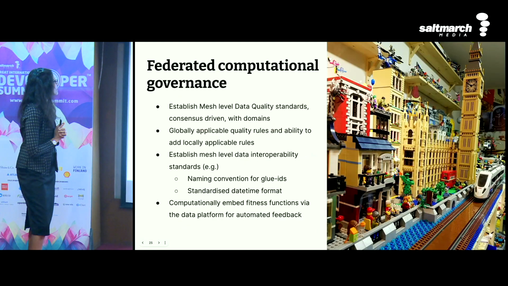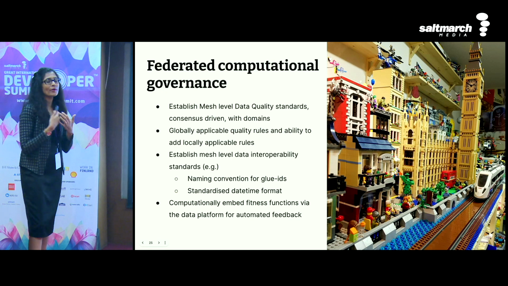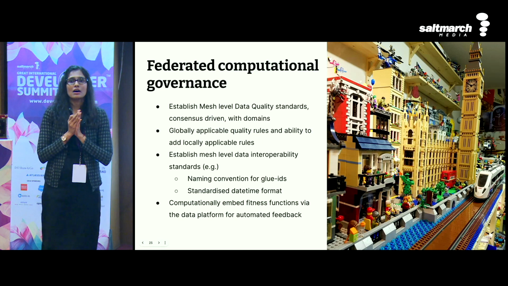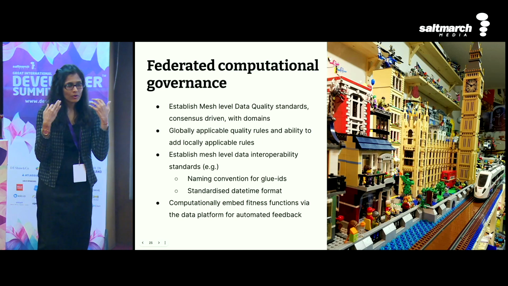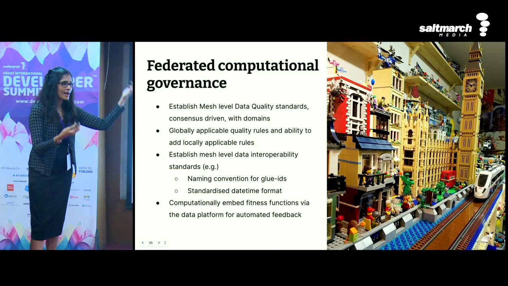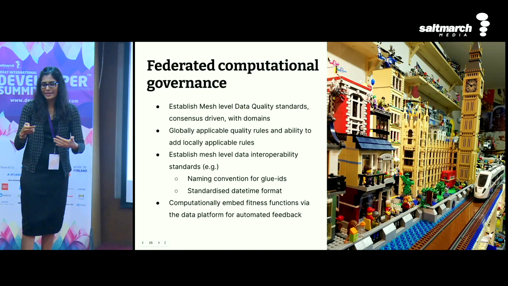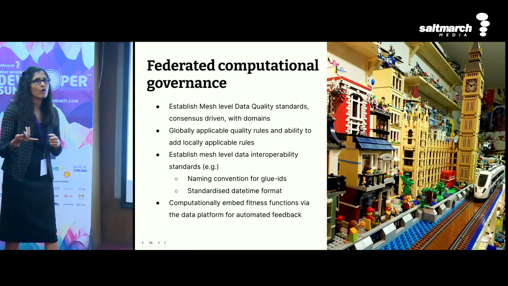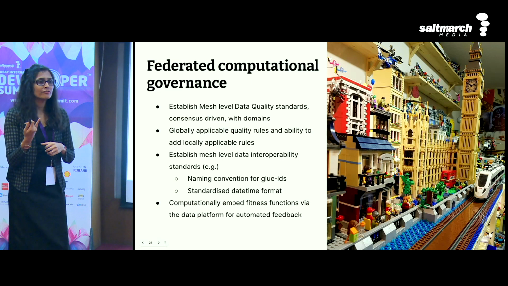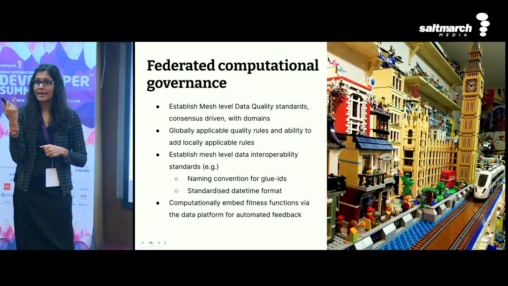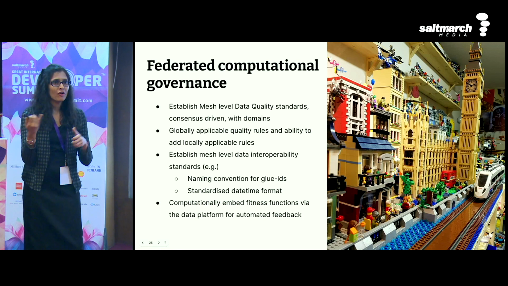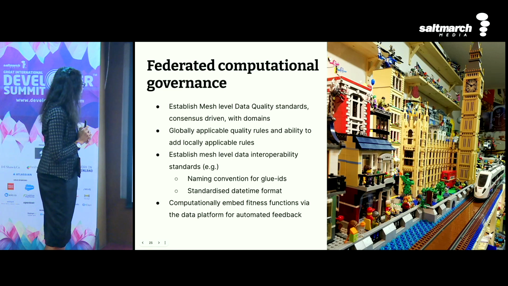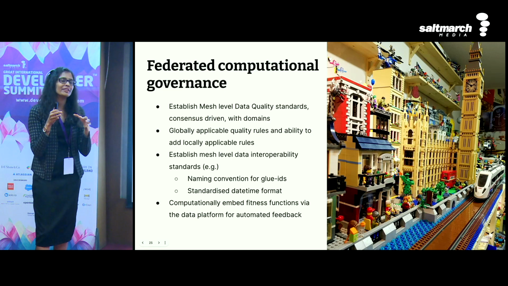And the last one is federated computational governance. How can I establish mesh-level data quality standards? How can I establish mesh-level data classification standards? How do I classify PII data, whether it's highly sensitive, medium, or any other vocabulary that I use in my organization? Globally applicable quality rules. By default, I want to automate that any field that's tagged as PII should be encrypted in the data storage created by my self-serve data platform for a given team. Naming conventions for my Glue IDs, and then computationally embedding that feedback into the ecosystem.